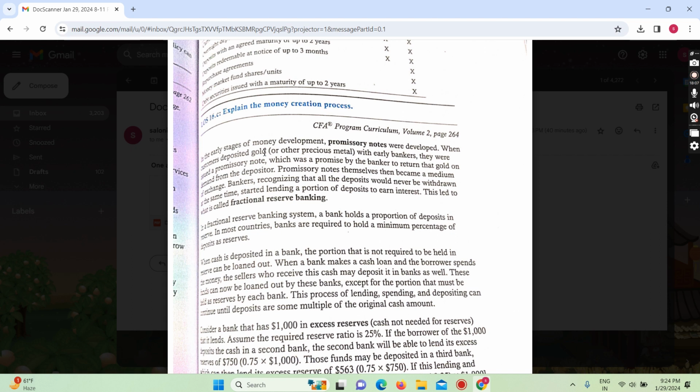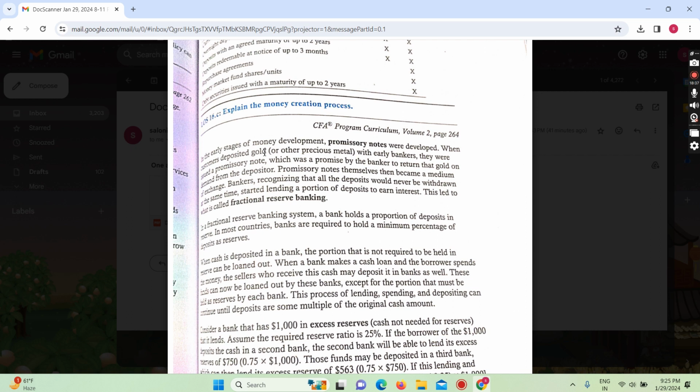Bankers recognizing that all the deposits would never be withdrawn at the same time started lending a portion of deposits to earn interest. This led to what is called fractional reserve banking. In a fractional reserve banking system, a bank holds a proportion of deposits in reserve. In most countries, banks are required to hold a minimum percentage of deposits as reserve.